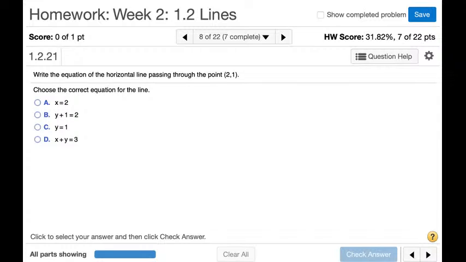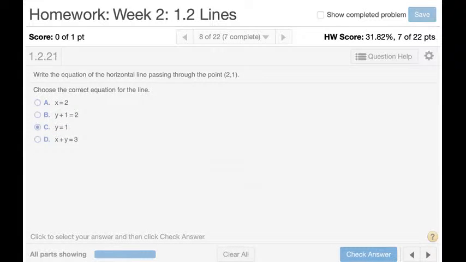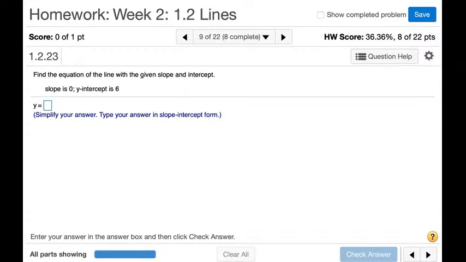Write the equation of the horizontal line through this. So that's going to be y equals 1. All right, if we're talking about a horizontal line, y is always whatever the y value is. Find the equation of the line with the given slope and intercept. Slope is this, so that's going to be y equals 6.